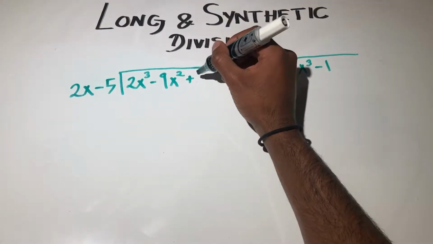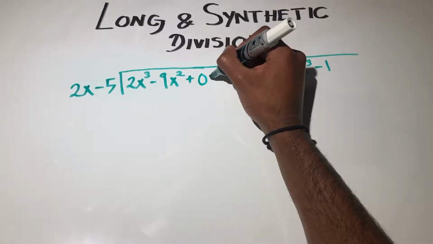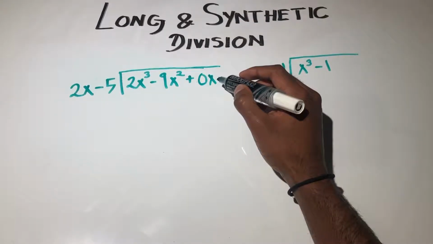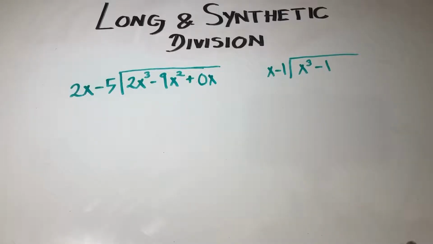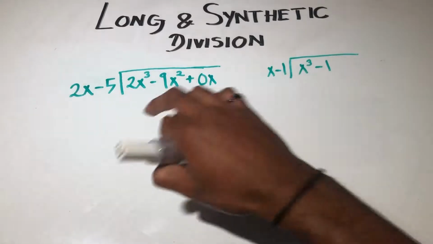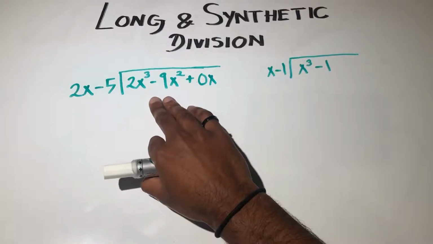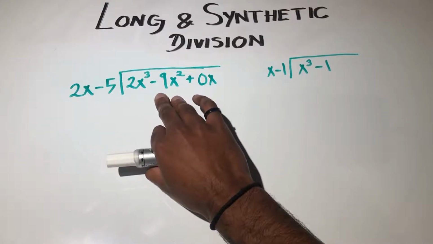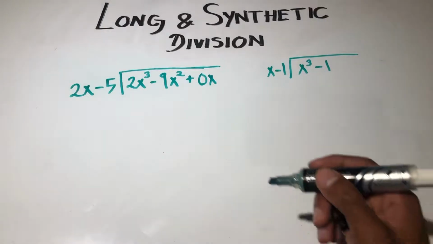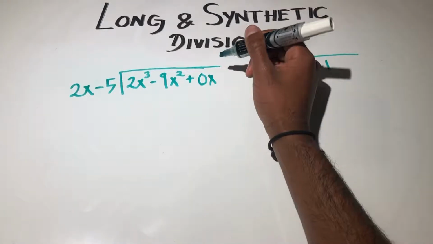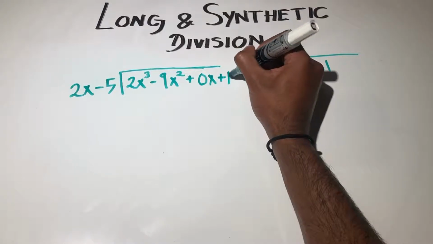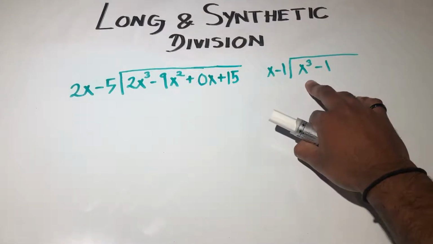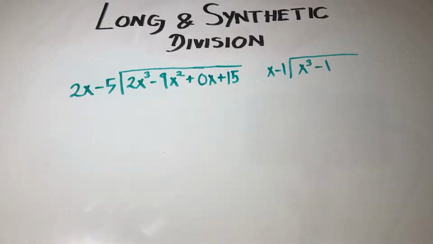And the reason why mathematicians do this is to simplify the division process. And adding 0x doesn't really affect the division process. And it doesn't matter what the divisor is, as long as every possible exponent value is visible within the dividend, you won't have a problem with division. But of course, don't forget our last term here, which was positive 15. So I'm just going to extend this just a little bit. And then we're going to do the same thing here, of course. But first of all, let's begin with this problem.